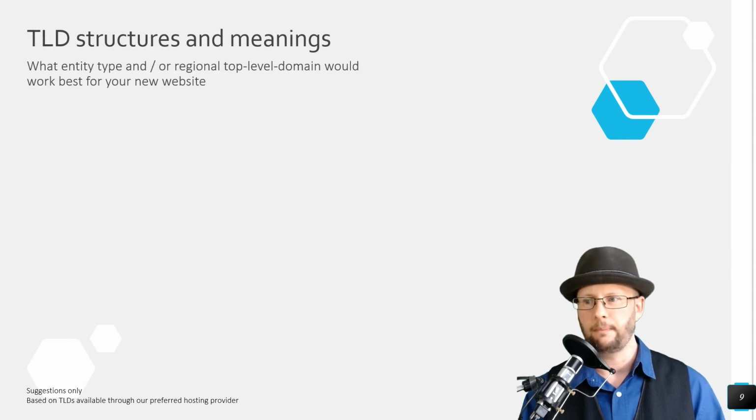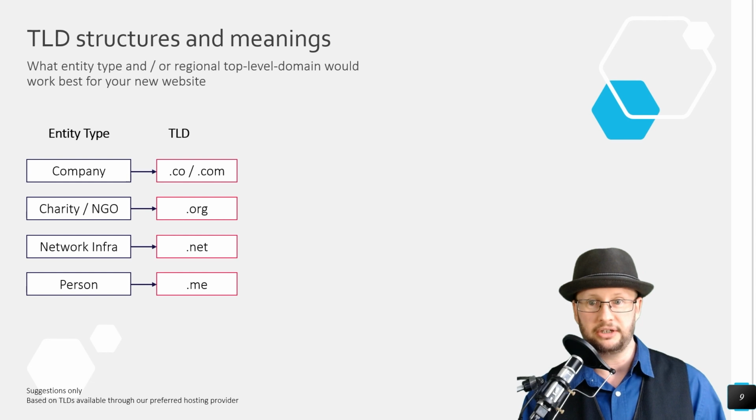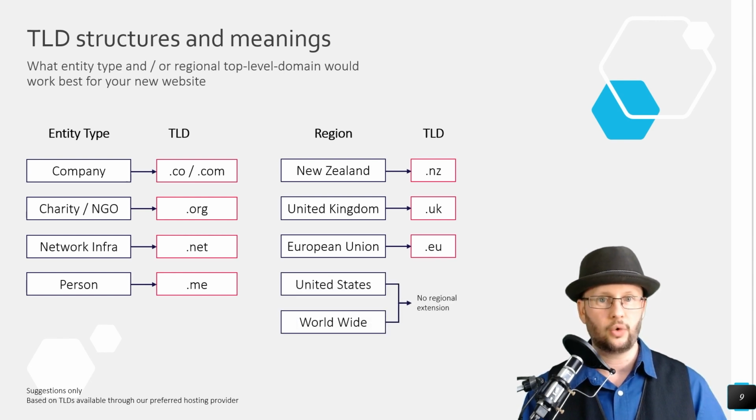So let's recap the TLD structure, or the top-level domain structure. We have different entity types. So companies have .co, .com, charities are .org, network infrastructure might be .net, a person might be .me. They have regions, so New Zealand, UK, EU, or if you're in the US or have global reach, there's no normal extension because the US, of course, established the internet. So that just uses .coms, .orgs, .net.